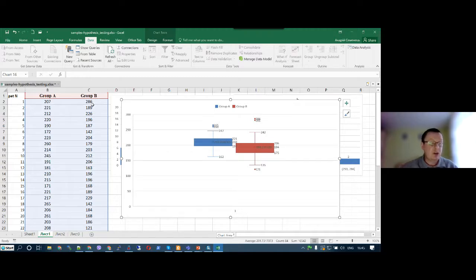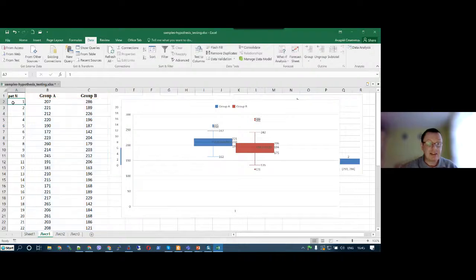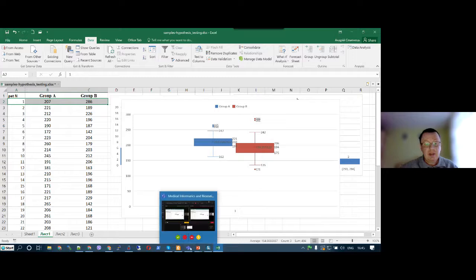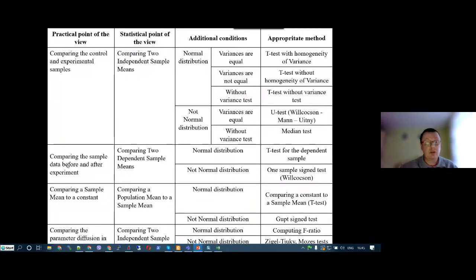But if we talk about observation of the same patient before and after an experiment, for example, before and after taking medicine, with exactly the same patient for each row, that is the case when we compare sample data before and after an experiment, and the statistical representation of the task becomes different. In the first case we talk about comparing independent sample means. In the second case we talk about the usage of dependent sample means.